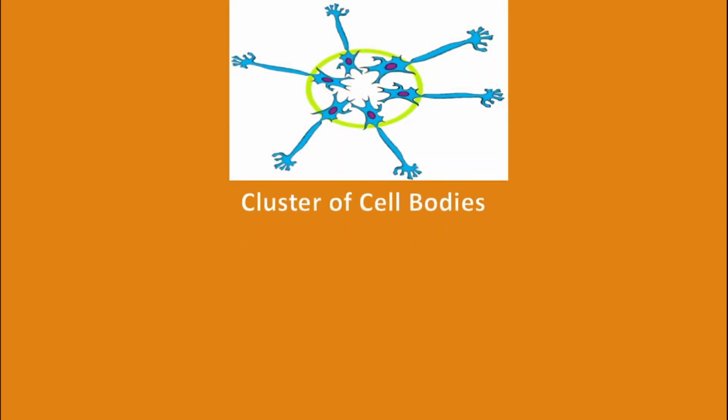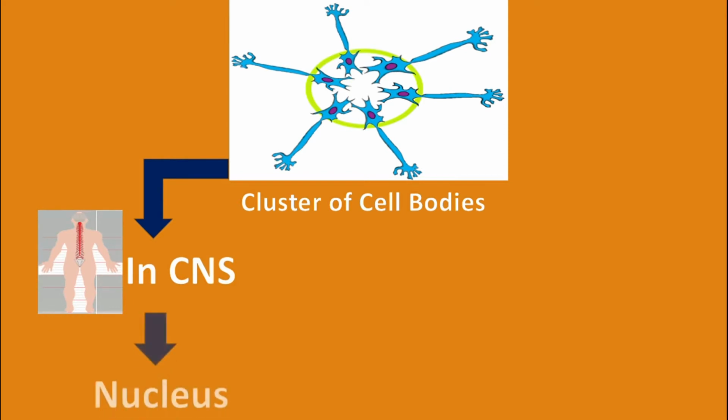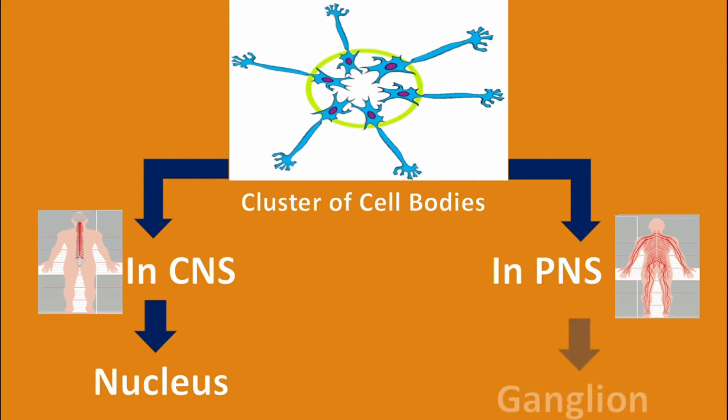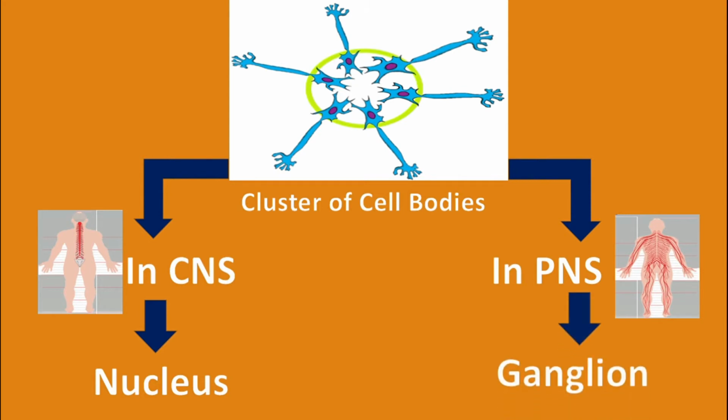Now, let's move on to the nuclei present in the medulla. Remember, nuclei is the plural form, singular is nucleus, and a nucleus is a cluster of neuronal cell bodies present in the CNS. When this cluster is present outside the CNS, it's known as a ganglion. So a cluster of cell bodies in the CNS is known as a nucleus, and a cluster of cell bodies present outside the CNS, or in the PNS, is known as a ganglion.